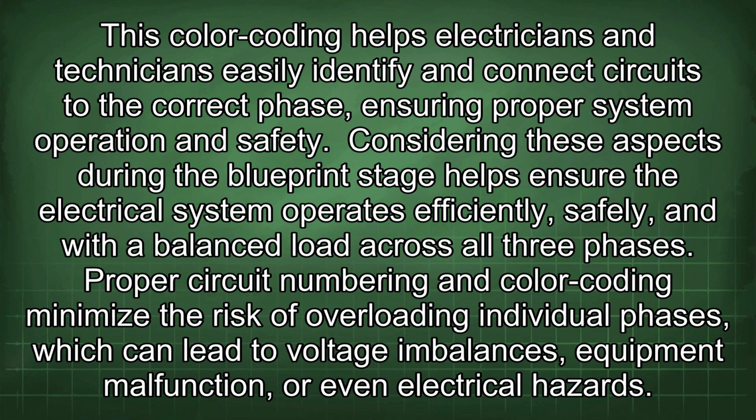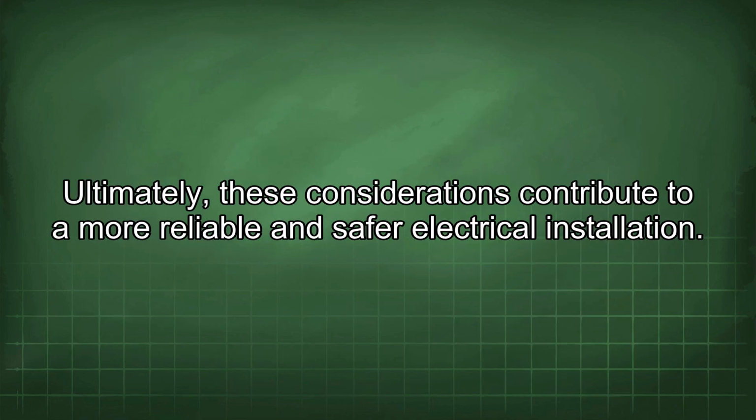and safety. Considering these aspects during the blueprint stage helps ensure the electrical system operates efficiently, safely, and with a balanced load across all three phases. Proper circuit numbering and color coding minimize the risk of overloading individual phases, which can lead to voltage imbalances, equipment malfunction, or even electrical hazards. Ultimately, these considerations contribute to a more reliable and safer electrical installation.